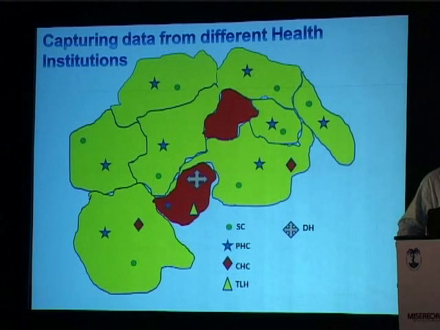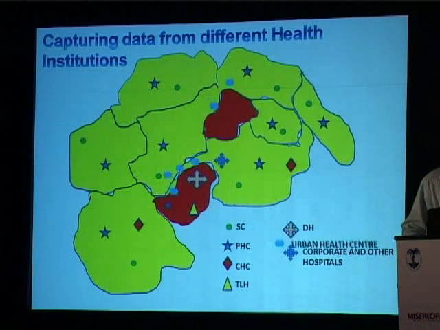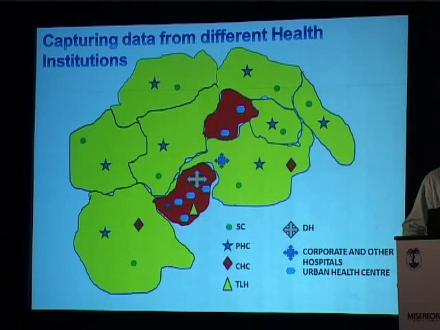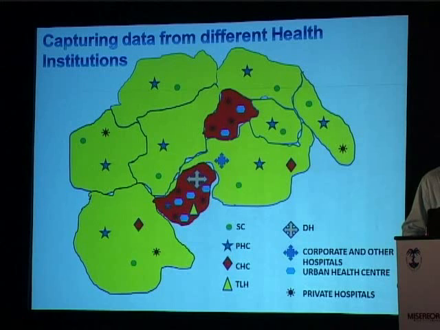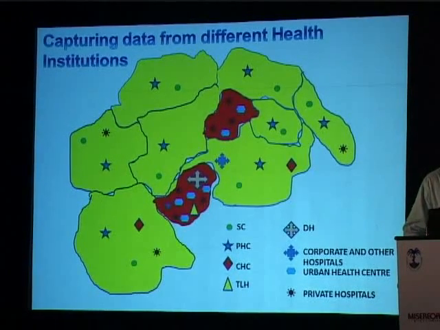Apart from this, we have other facilities where we are supposed to capture the data. For that, we have created notional facilities so that the data will not be missed. These are corporate and other hospitals, urban health centers, and private hospitals data. The last three, corporate and other hospitals, urban health centers, and private, are not facility-wise data. The data is captured from all health institutions, compiled and entered at one point.